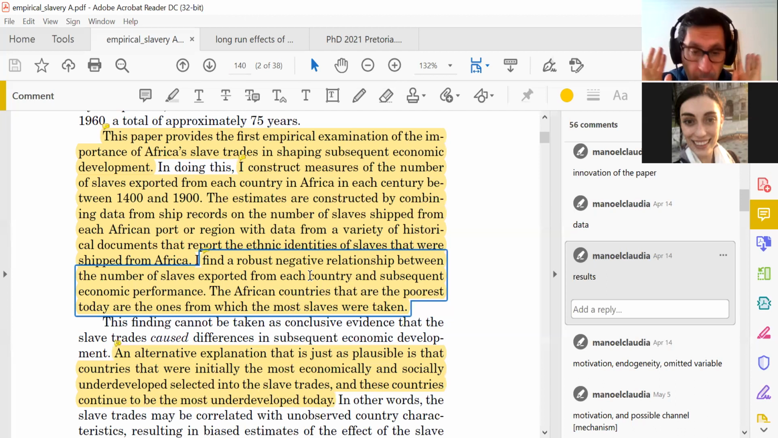But up to this point, folks, okay, that makes sense. The countries which exported the highest number of people don't do very well nowadays. But what is the actual channel, right? That's an important thing.